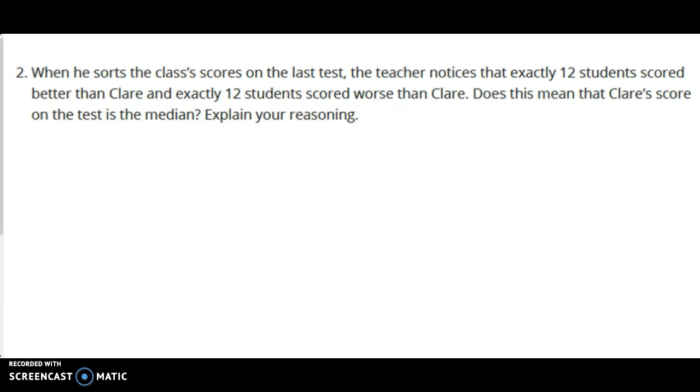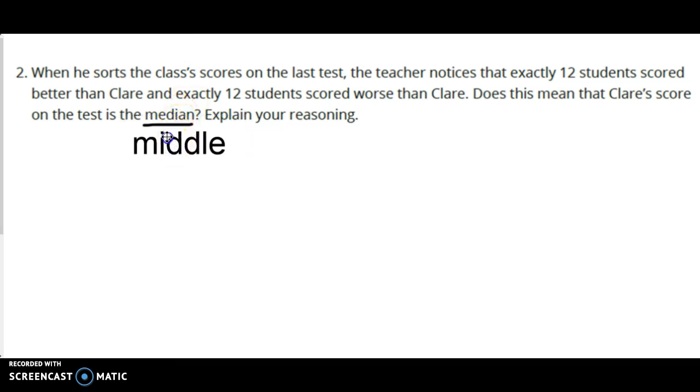Okay, number 2. When he sorts the class's scores on the last test, the teacher notices that exactly 12 students scored better than Claire, and exactly 12 students scored worse than Claire. Does this mean that Claire's score on the test is the median? Explain your reasoning. Let's underline median, and then anytime we see the word median, what are we writing? Yes, middle.